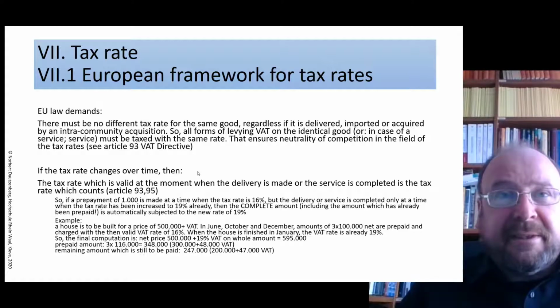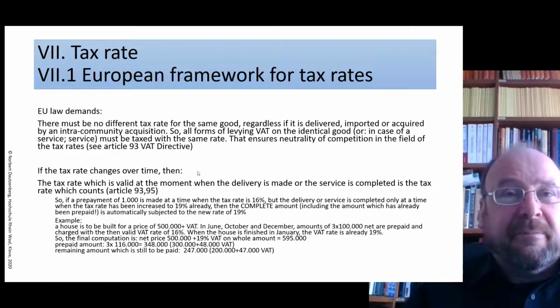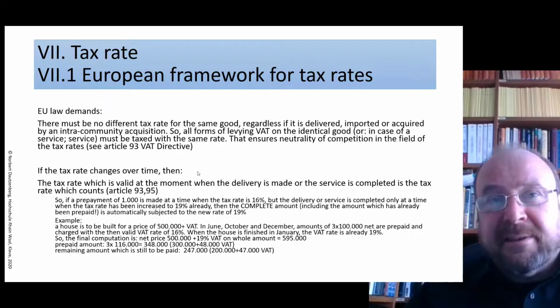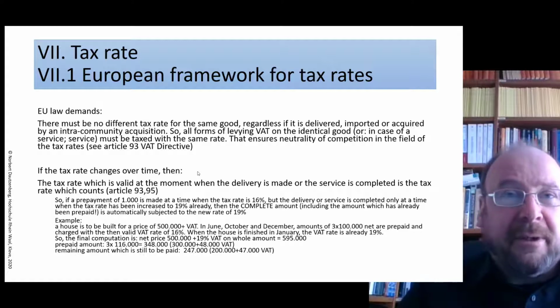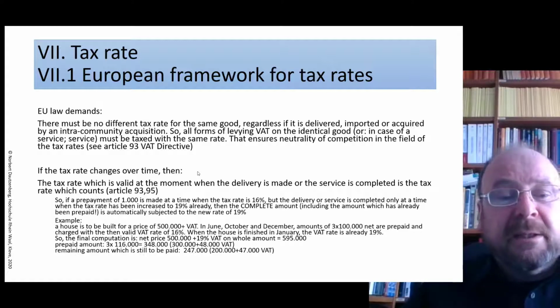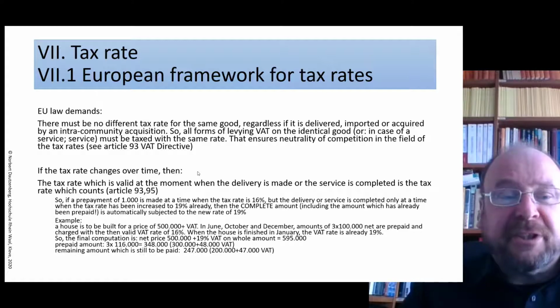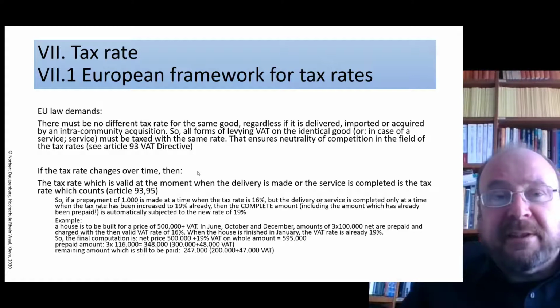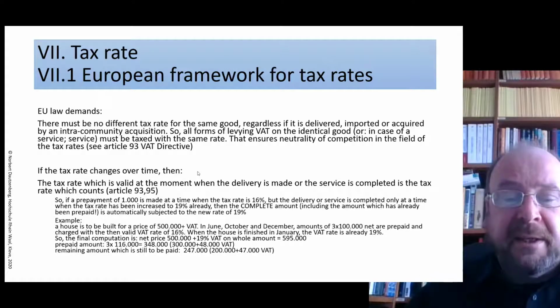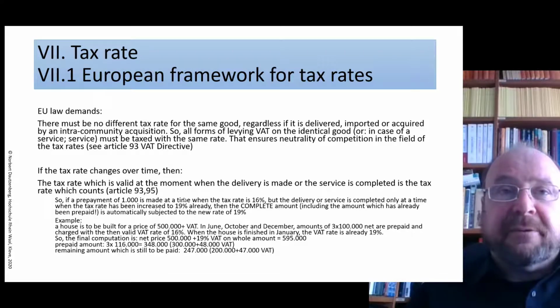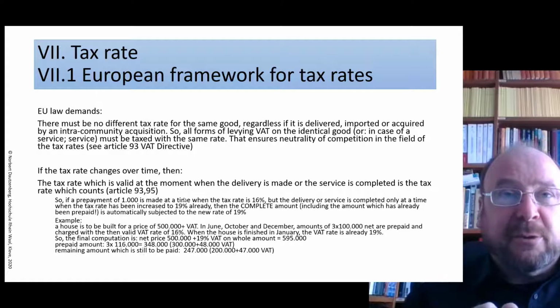It might be that the tax rate is changed by a state, because under the VAT directive the states are free to choose their tax rates as long as they don't violate the minimum rules. And so when a tax rate change happens, the question is which version of the law will then count? And the answer is the tax rate is always the one which is valid at the moment when the delivery or service is made. You can find that in Article 93 or 95. So in case of a change of the tax rate, you have to look to the moment when the tax arises, so when it comes into being.